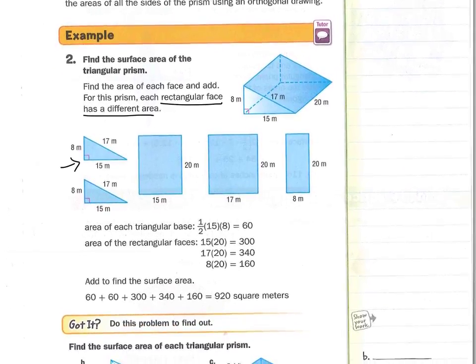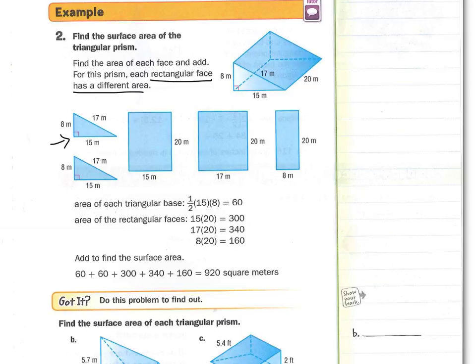So let's find the surface area. The area of each triangular base is simply 1/2 times 15 times 8. Use your calculator and you will get 60 for the area of the triangular base. For the rectangular faces, you need to do each one separately. 15 times 20 is 300, 17 times 20 is 340, and 8 times 20 is 160. Then you add them all together. 60 plus 60, don't forget there are 2 triangles, plus 300 plus 340 plus 160 gives you a total of 920 square meters.